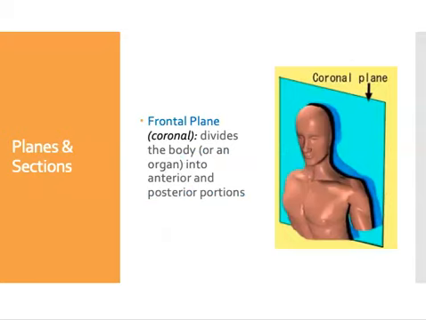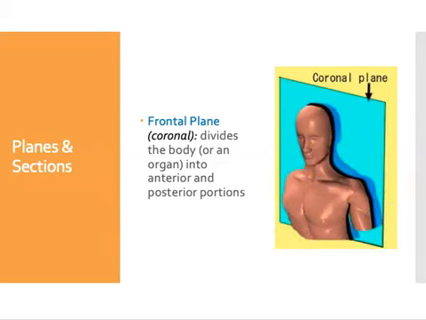Now you can also bring a plane down through the human body, but instead of it dividing into left and right halves, it would divide into front and back, or remember what we would call now anterior and posterior halves. The frontal plane also goes by the name coronal plane. And again, it's dividing the body into anterior and posterior portions.